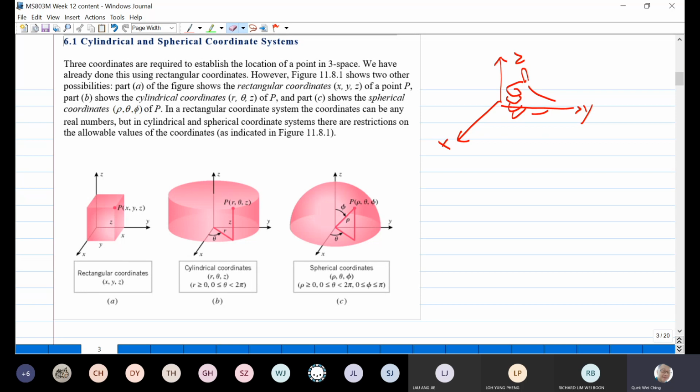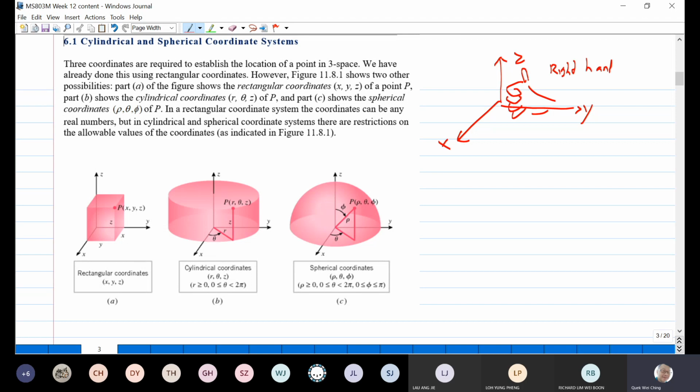Just in case you don't know what the right hand rule is, use the right hand. Move from the x-axis to the y-axis, then the thumb points to the top. That is the right hand rule. With it, the x, y, z coordinate system is determined. This is the real x, y, z coordinate system.